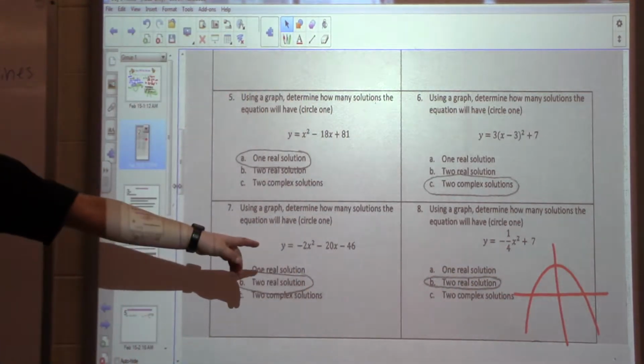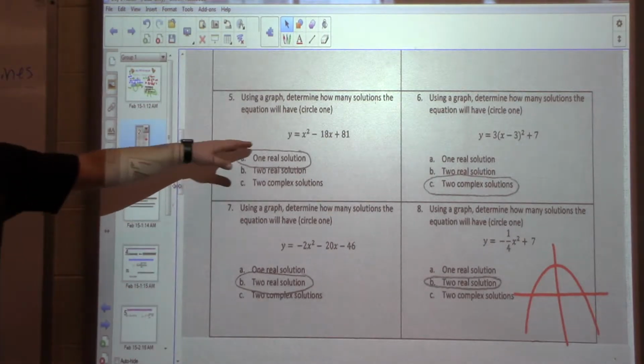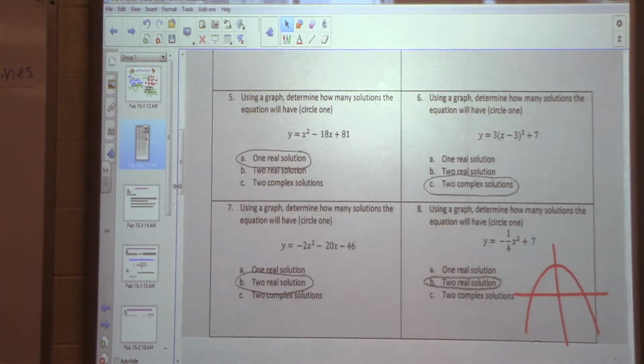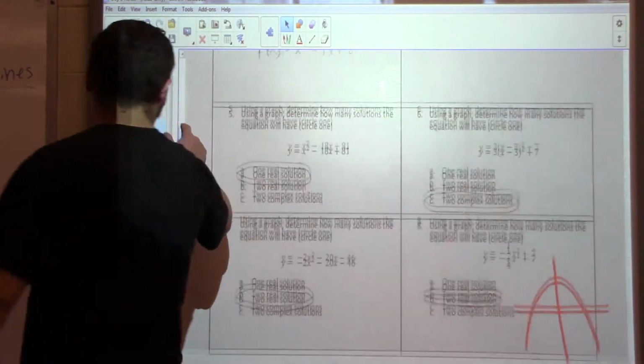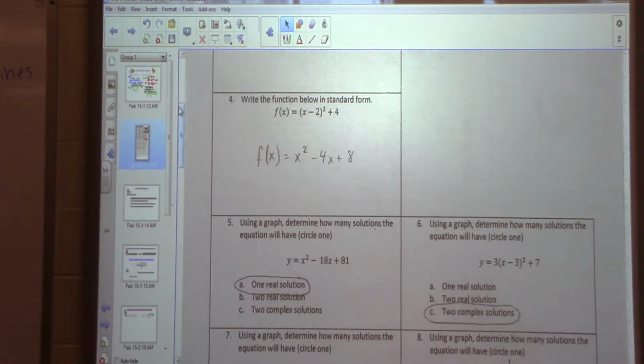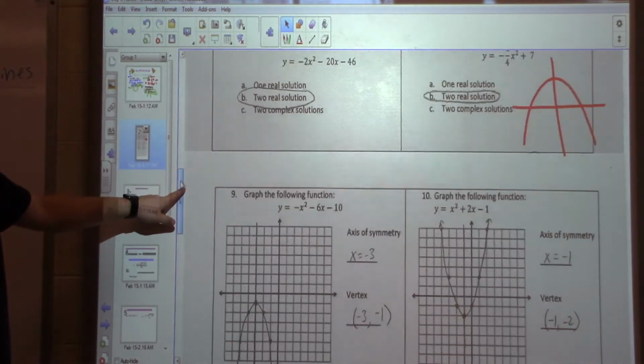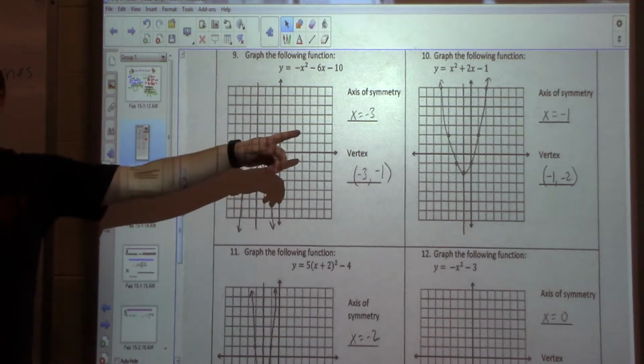We're going to show you a way how to do this, figuring out if it has 1 real, 2 real, or 2 complex solutions without using the graph on your calculator. We're going to learn that today. What was number 4 again? Number 4, f of x equals x squared minus 4x plus 8. Okay, ready for the backside? 9 and 10, check your graphs.